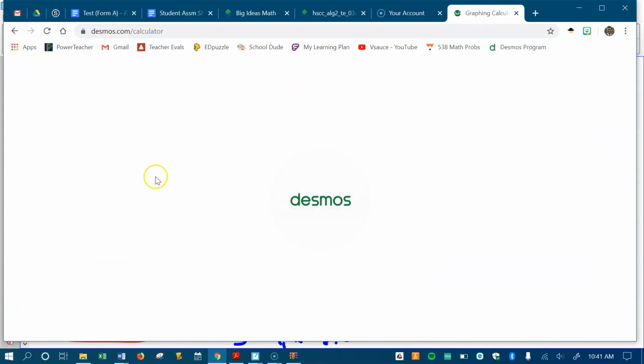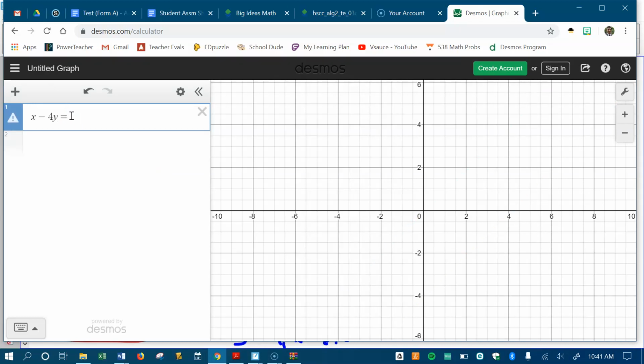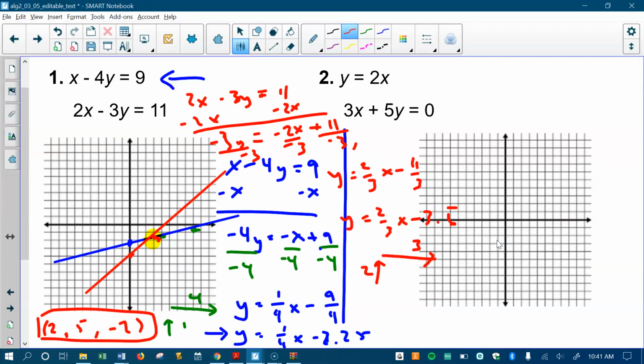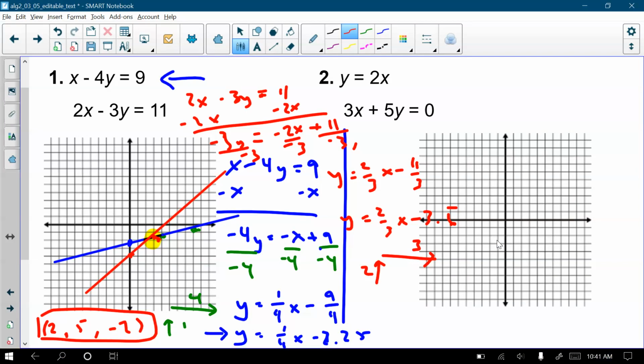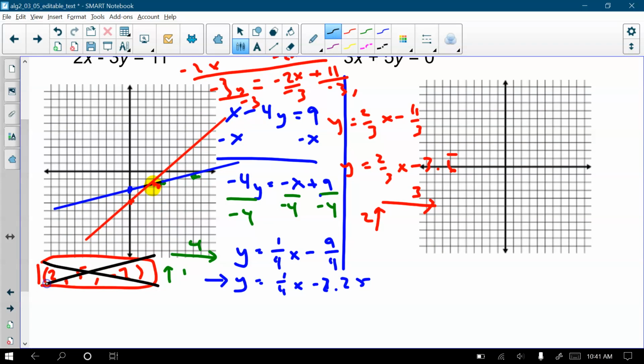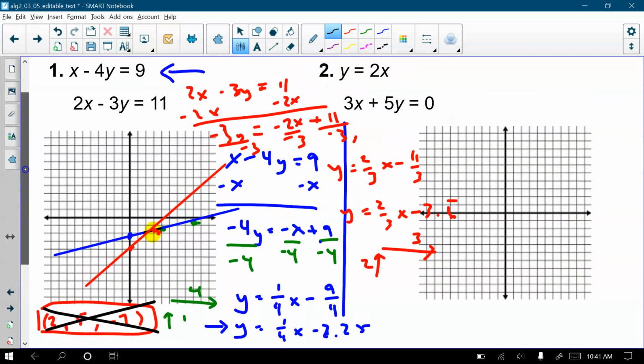Let's do x minus 4y equals 9. Okay, so that's that graph. That's the 2x minus 3y equals 11. Okay, and they intersected about, oh, I was really off, 3.4 comma negative 1.4. So the real answer is 3.4 comma negative 1.4. One thing that you can notice right away is a disadvantage of having to solve this by just a graph. You kind of get inaccurate answers.